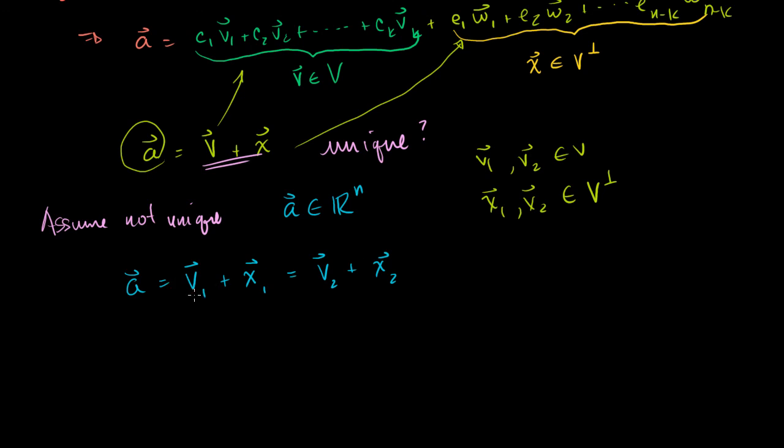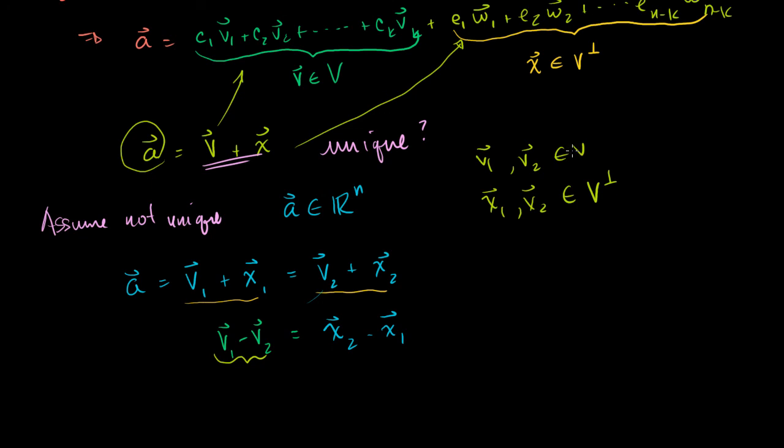So if we assume it's not unique, there's two ways that I could do this, and I'm representing it as these two vectors. Now, clearly, this side of this equation is equal to that. These are both representations of A. So we can rearrange this a little bit. If I subtract v2 from both sides, and I subtract x1 from both sides, I get v1 minus v2 is equal to x2 minus x1, right?